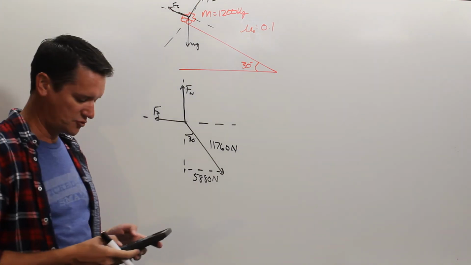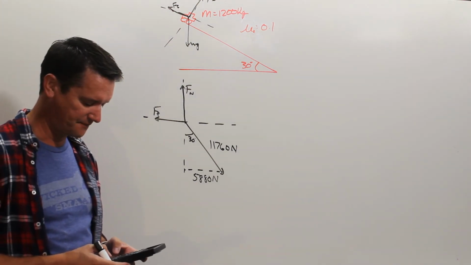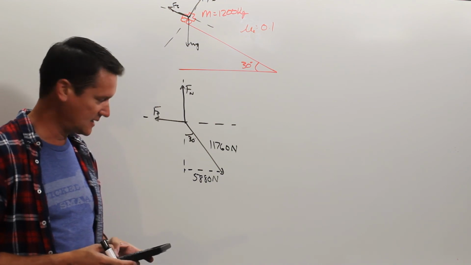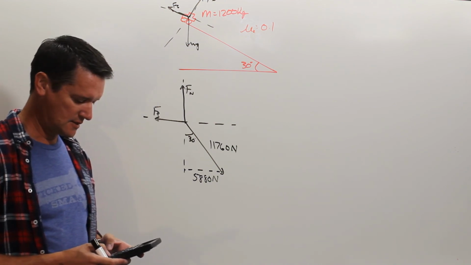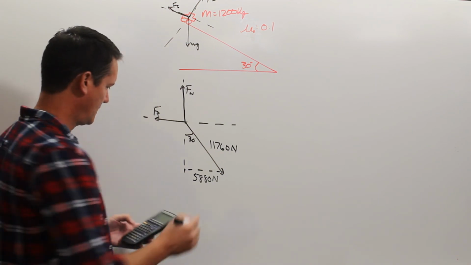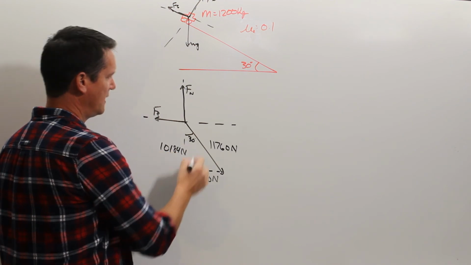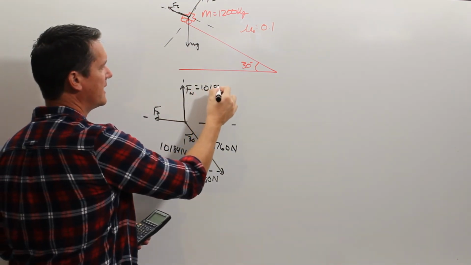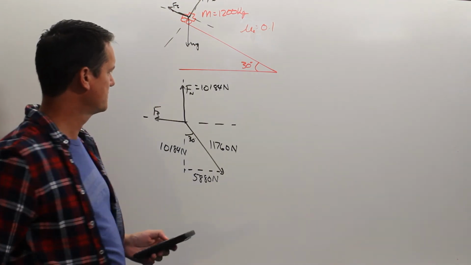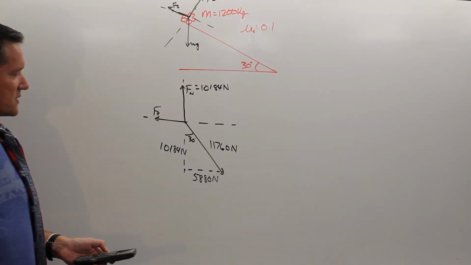I'm going to have to do some trig to find the other side because this normal force is actually going to be somewhat important this time. So 11,760 times the cosine of 30 is 10,184. That makes this 10,184 newtons. Okay? So these are the forces that I know so far.